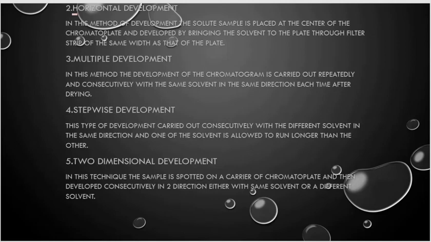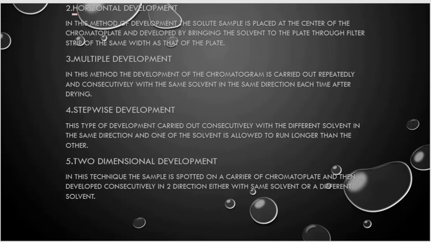The next type of development is the horizontal development. In this method of development, the sample is placed at the center of the chromatoplate and developed by bringing the solvent to the plate through a filter strip of the same width as that of the plate. This is known as horizontal development. It means the plate is placed and over that a filter paper is placed and horizontal development occurs.